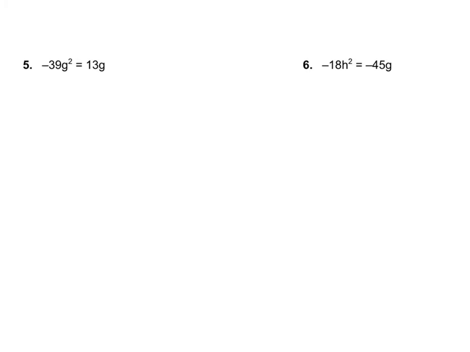All right, so let's take a look at this next one. Again, I'm going to minus 13g on both sides. So I'll have negative 39g squared minus 13g is equal to 0. Now make sure that when you factor out here, you're going to want to factor out the negative with that.